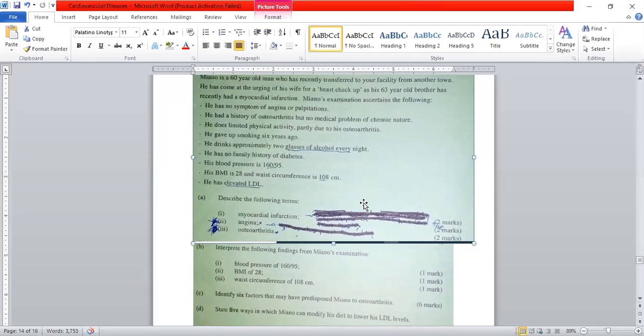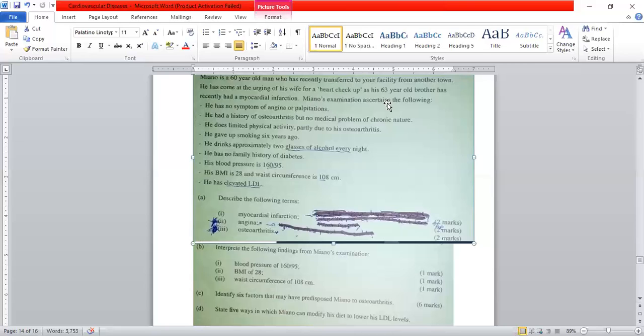What is myocardial infarction? Heart attack. Thank you. So in this case, Miano's brother was diagnosed with a heart attack. Miano's wife has tried to talk to Miano to go to the hospital, since heart conditions can be genetically transmitted or be in their family history.